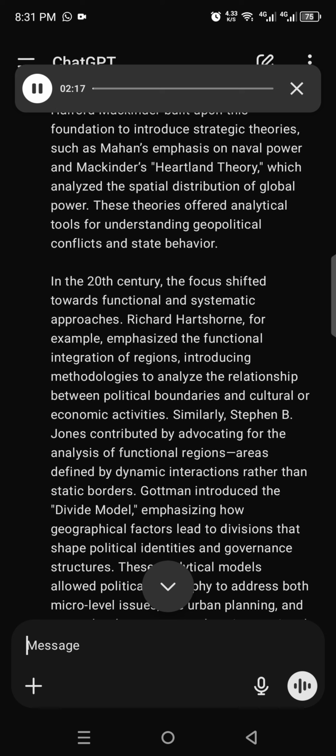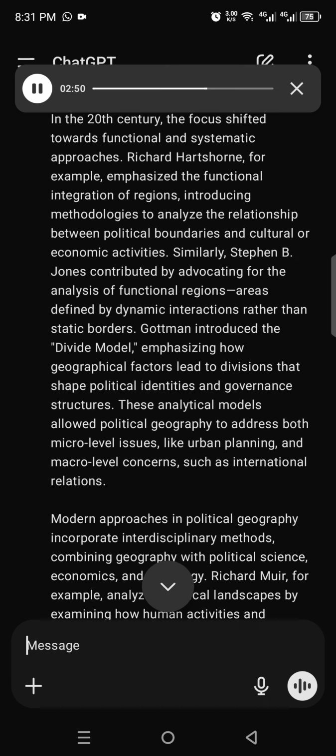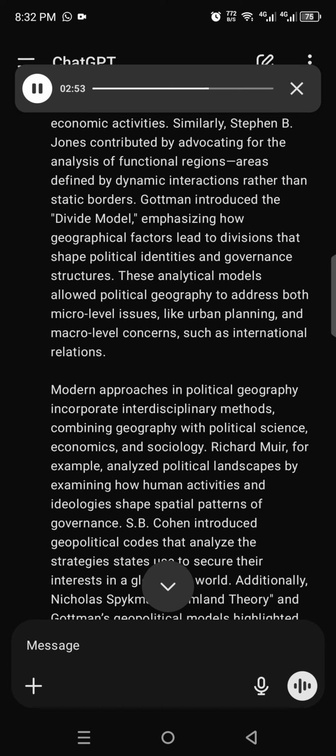In the 20th century, the focus shifted towards functional and systematic approaches. Richard Hartshorne, for example, emphasized the functional integration of regions, introducing methodologies to analyze the relationship between political boundaries and cultural or economic activities. Similarly, Stephen B. Jones contributed by advocating for the analysis of functional regions, areas defined by dynamic interactions rather than static borders. Gottman introduced the divide model, emphasizing how geographical factors lead to divisions that shape political identities and governance structures.